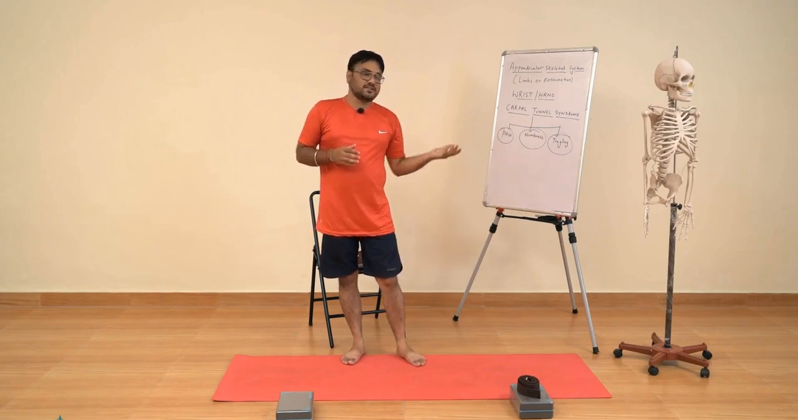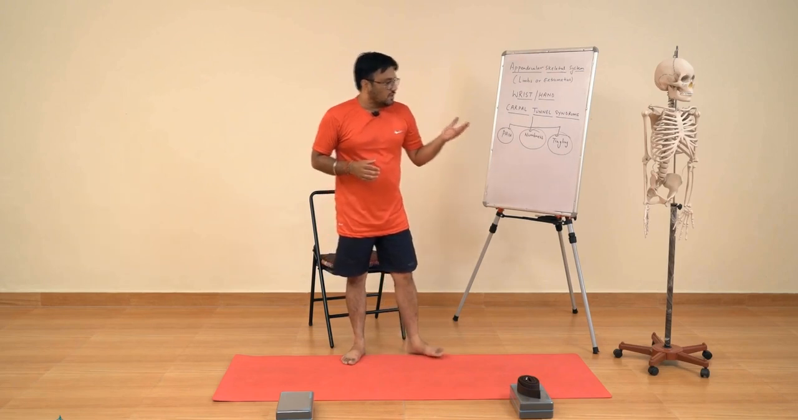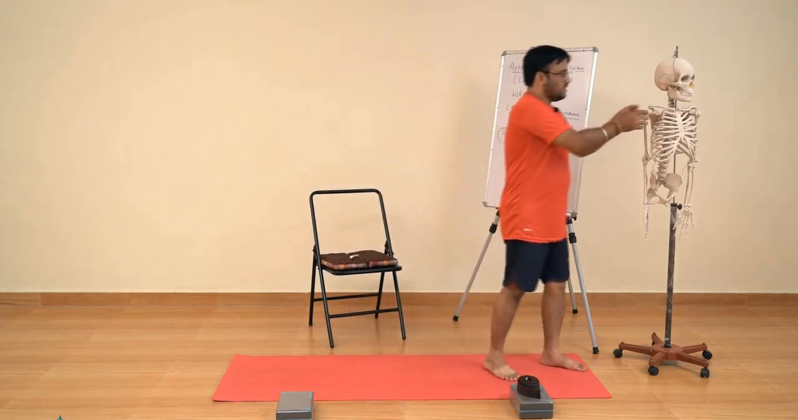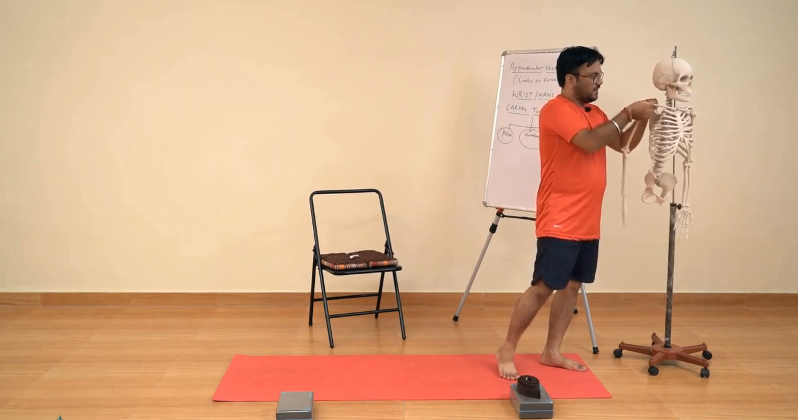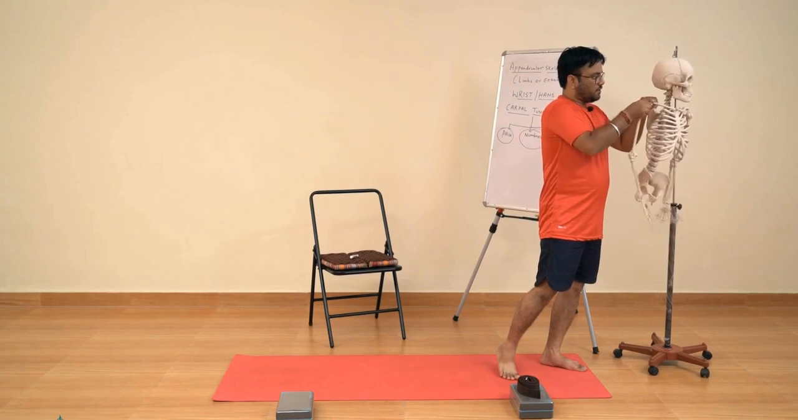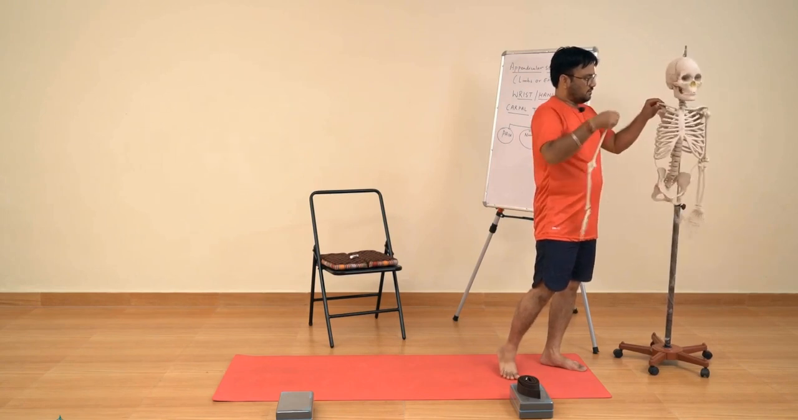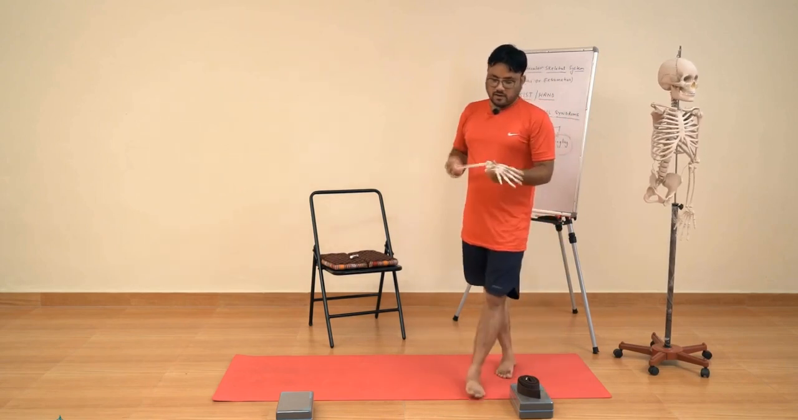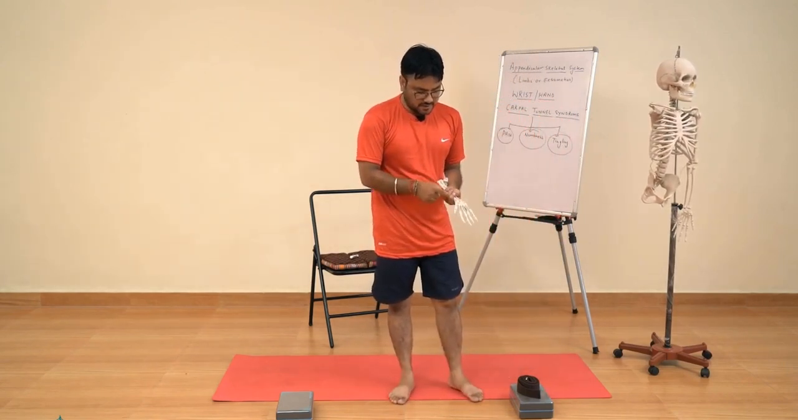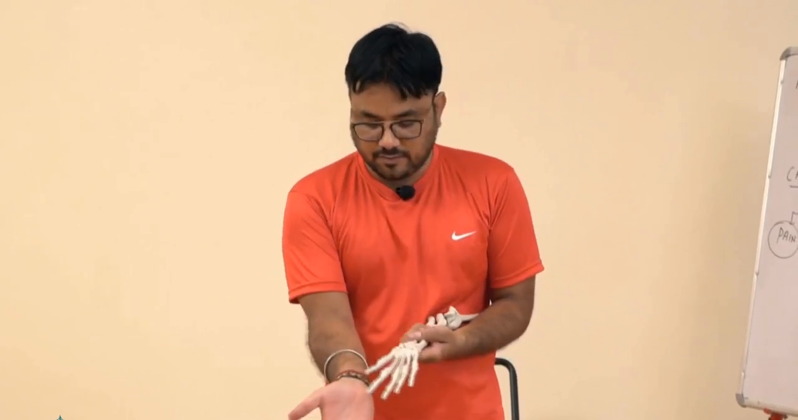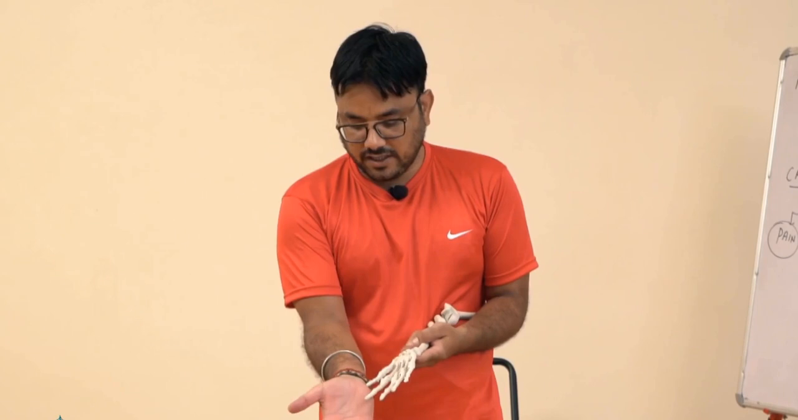So here we have discussed, again I am going to show you the bones here, the wrist and hand. So how many bones are in the wrist and the hand? 8 carpals, wrist bones, as we have discussed earlier. 1, 2, 3, 4, 5, 6, 7, 8. These are the wrist bones situated here, right?